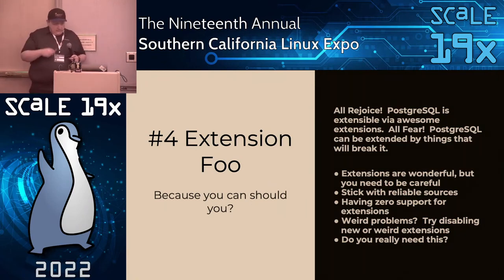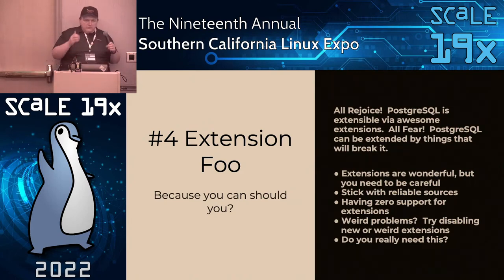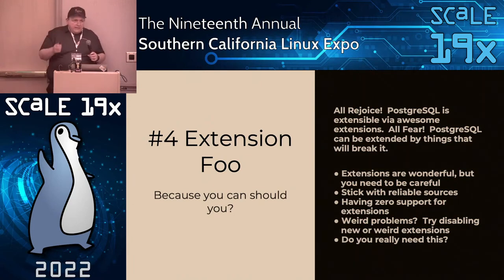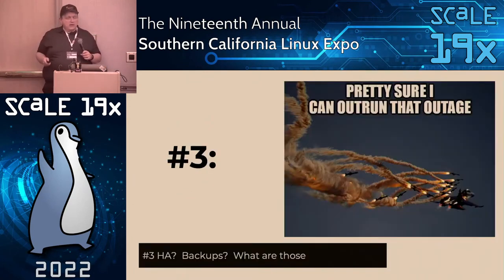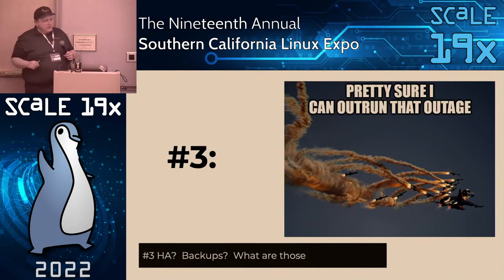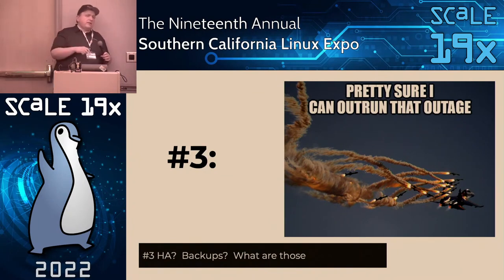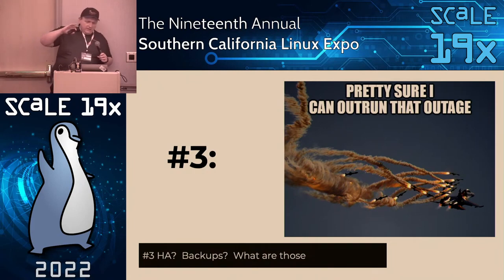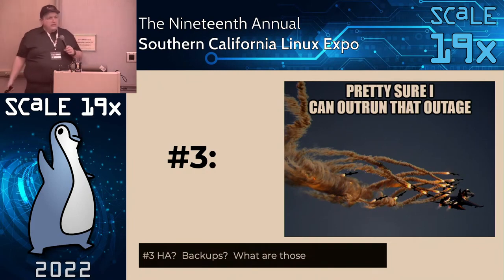Now, with extensions, we've got that, hey, we've never used it, it's there, it's installed, but you know what we never want to use? We never want to use our HA or our backup, right? So a lot of people consider this a secondary issue. It's something that they're sure that they can outrun if they have to. It'll eventually work out.